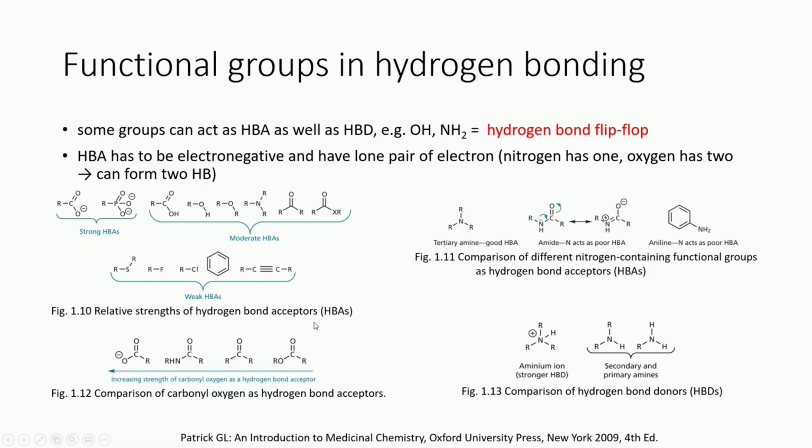With focus on carbonyl compounds, the strongest hydrogen bond acceptor is the ionized carboxylic acid. Then we can count the amide as the second strongest in the row. Then the carbonyl compound, and the least is the ester. So you can see the direction of the strength of hydrogen bond acceptor.